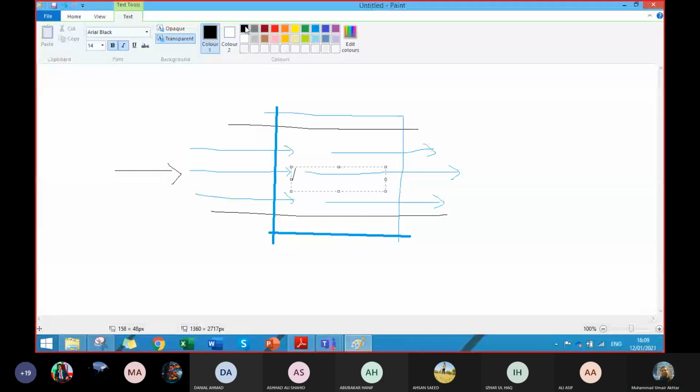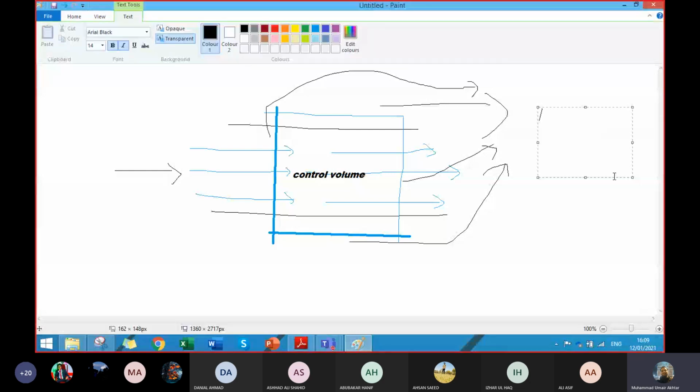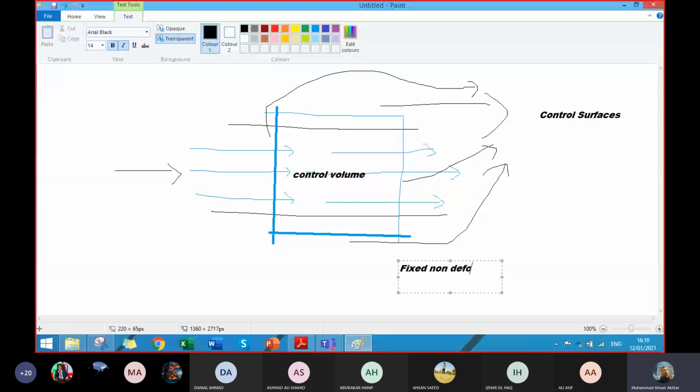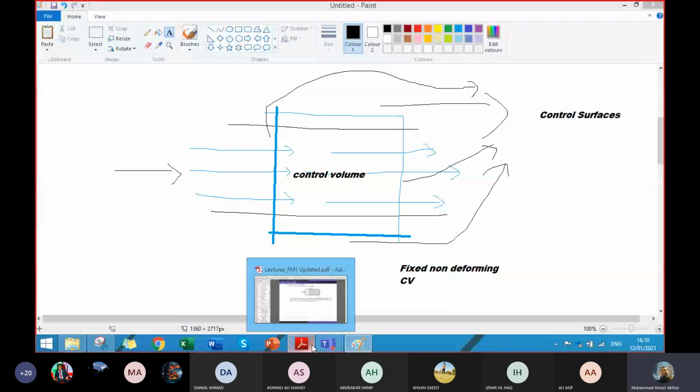This volume is called control volume. And the surfaces forming this control volume are called control surfaces. All of these surfaces are called control surfaces or control boundaries. A control volume can be fixed, moving, deforming, or non-deforming. There can be different types of control volume, but right now we're interested in a fixed non-deforming control volume. Is the concept of control volume clear? If it is clear, then we move to the formulation of the Reynolds transport theorem.